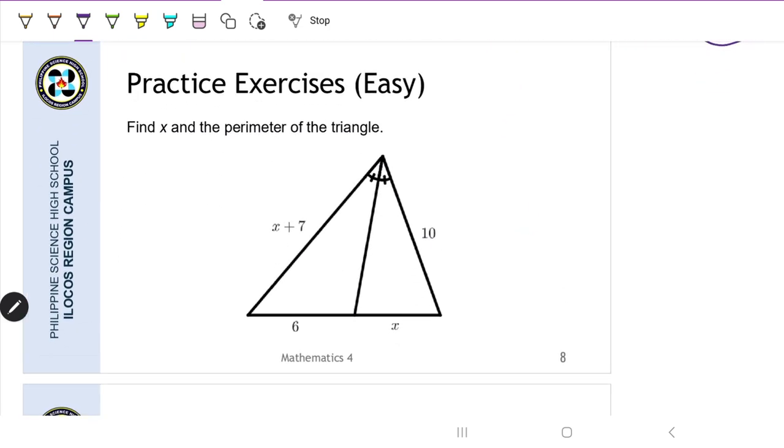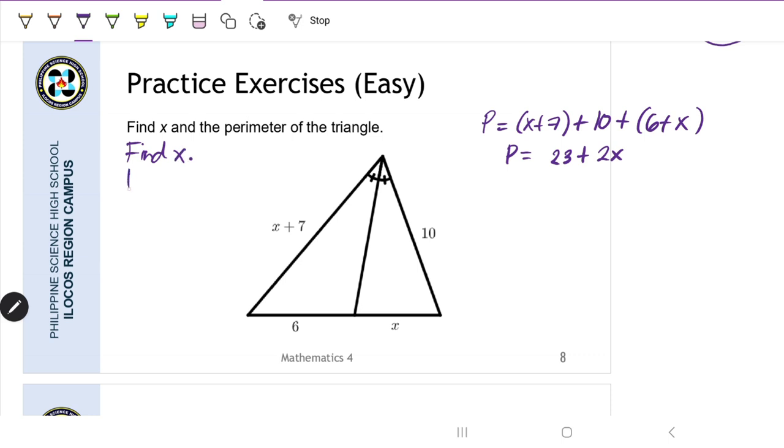Another similar problem. In order to get the perimeter, you need to get the sum of the 3 sides. That is x plus 7 plus 10 plus 6 plus x. Simplifying this, 7 plus 10 plus 6 is 23. x plus x is 2x. So to get the perimeter, we need first to find the value of x. By ABPT, our working equation would be x plus 7 over 6 equals 10 over x.